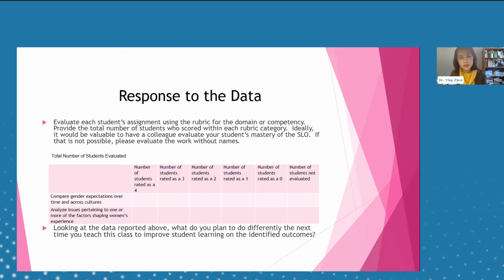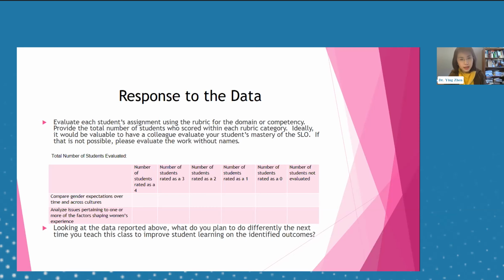So we are required to fill out the table and also answer the question every time we teach this course. So the first is just to record the number of students in each rating. How many students do you think have satisfied the first learning outcome? So this is directly from the 3rd class. And how many students have satisfied the second student learning outcome?